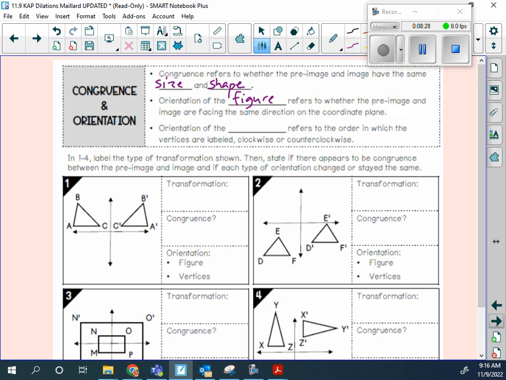Okay, so what I mean is, I am vertical right now, but if I lay on the ground, did my congruence stay the same? Yes, but did my orientation stay the same? No, because I was vertical and then I would be horizontal. You see what I'm saying? So some of them preserve both, some of them preserve none, some of them preserve only one. Okay? All right, so orientation of the vertices refers to the order in which the vertices are labeled, clockwise and counterclockwise. We'll get to this one more later when we get to rotations.